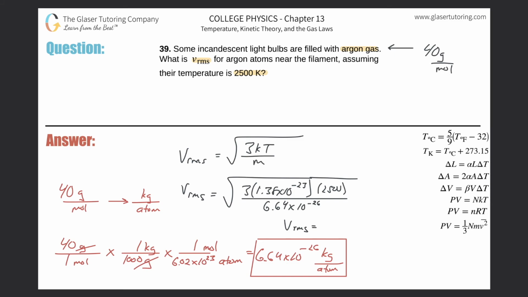We get a root mean square velocity of about 1.25, and with 2 sig figs, that's 1.2 times 10 to the 3, in meters per second. And voila, there it is.